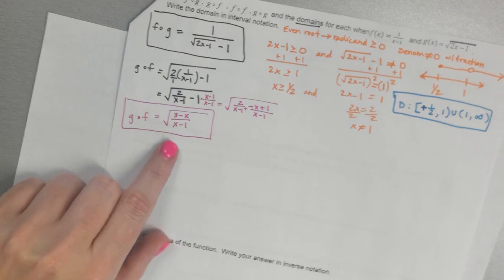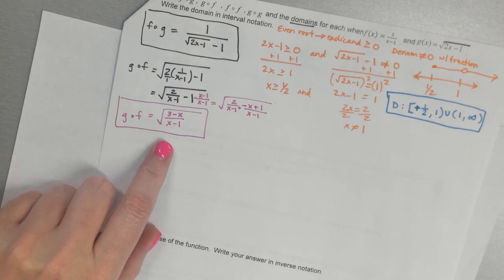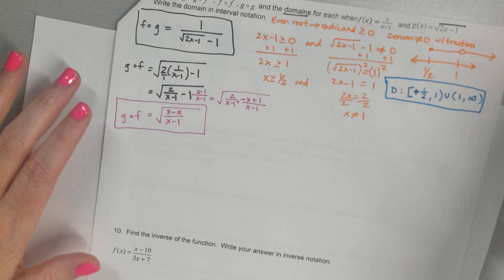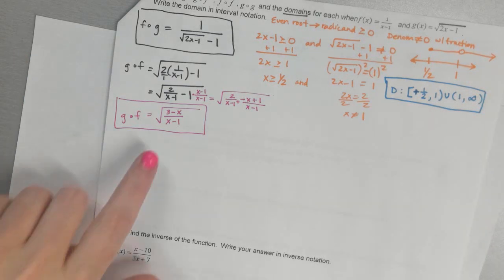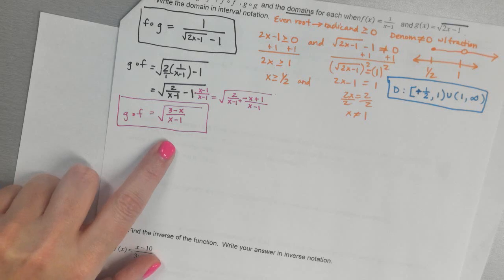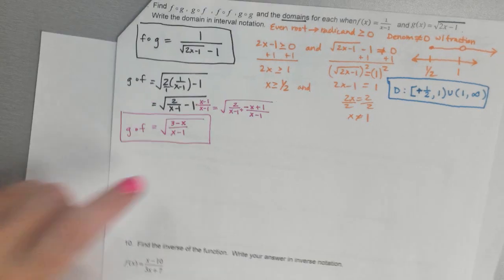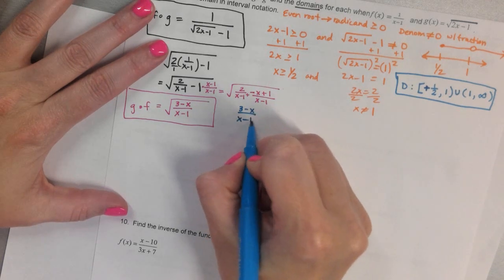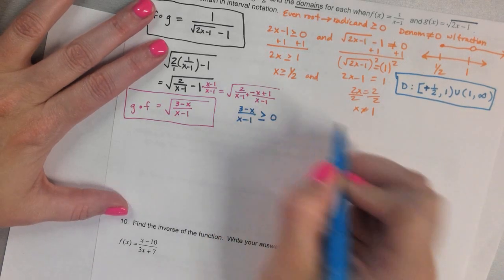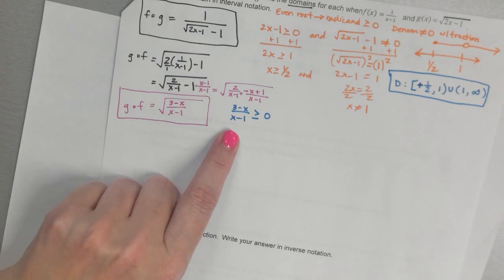Okay, the reason why you want this to be all one thing is because when you get to do the domain, you are going to take whatever is underneath the radical, because it's an even root, and you have to take this and set it greater than or equal to 0. Is this linear or nonlinear?